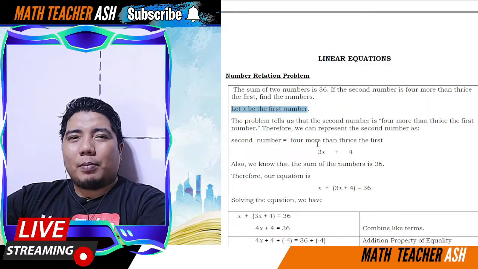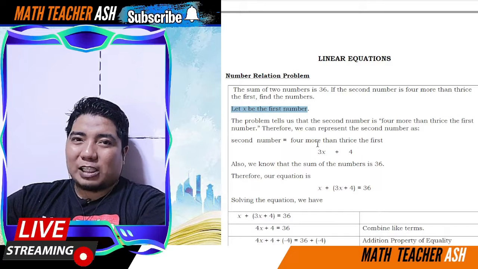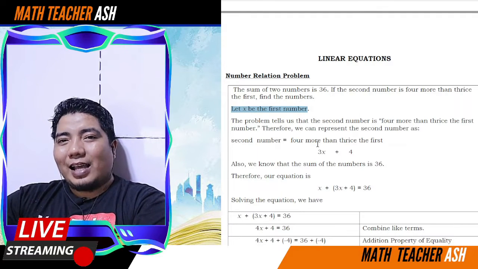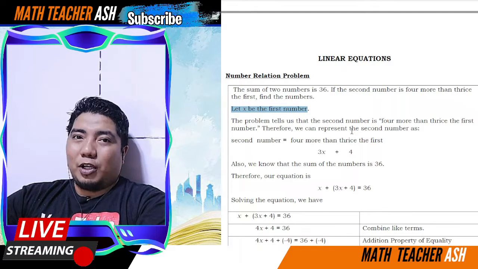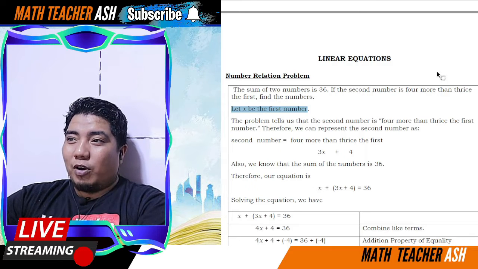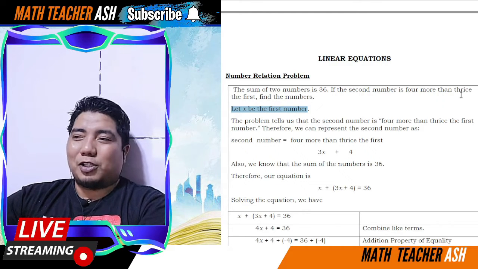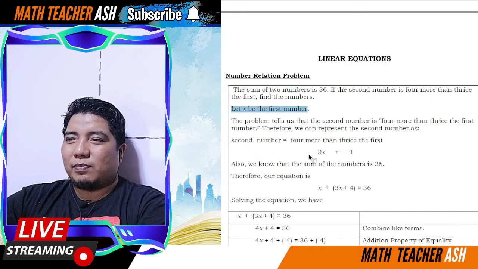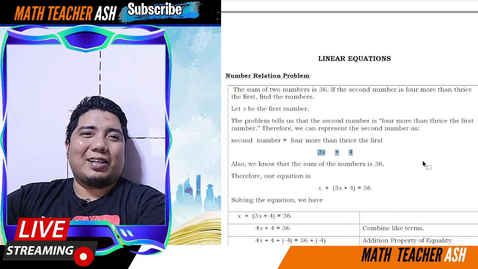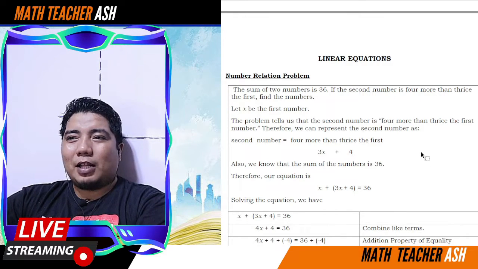Yung pangalawang number is 3x plus 4 because it says thrice the first more than 4. Okay, or 4 more than thrice the first. Okay, so 3x plus 4. At ito nga yun. Alright. So I hope that is clear, my dear math learners.